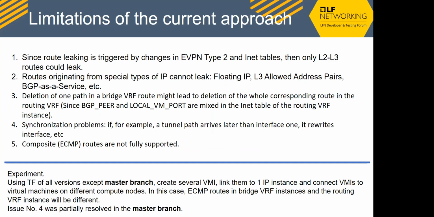You can check it by using, for example, the R2011 version of Tungsten Fabric. You can create several VMs, try to connect them to several computes, and check what happens. And such a route leaking scheme doesn't allow supporting ECMP routes. So they are not fully supported here.